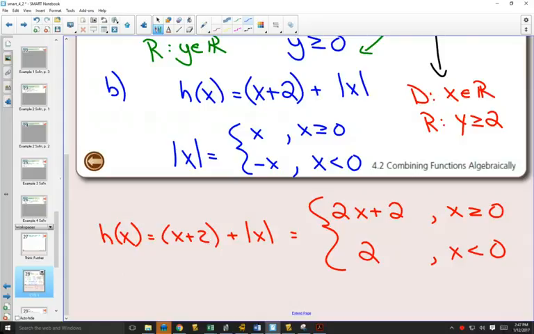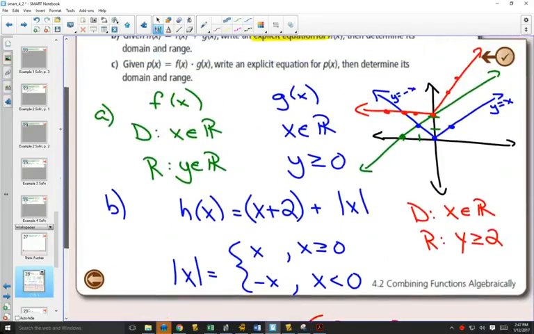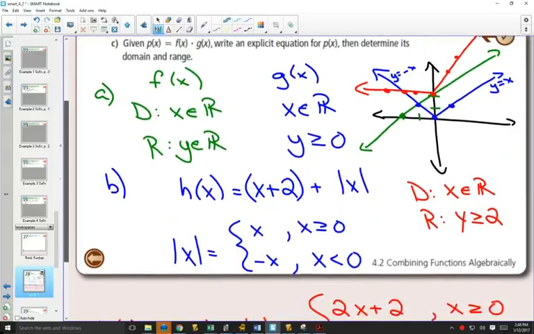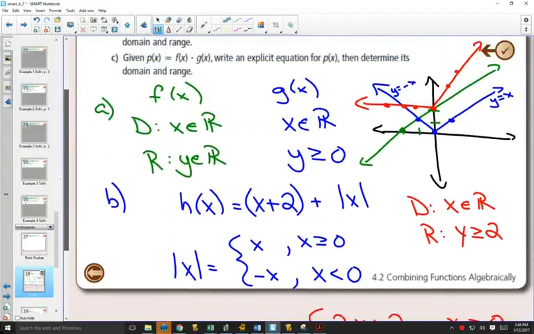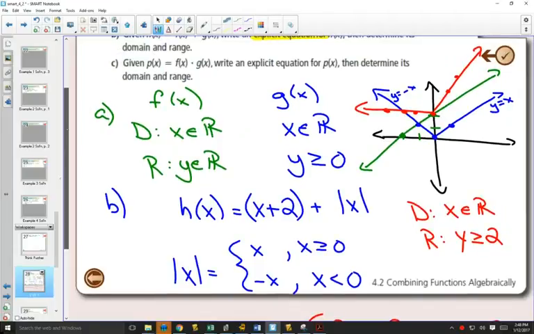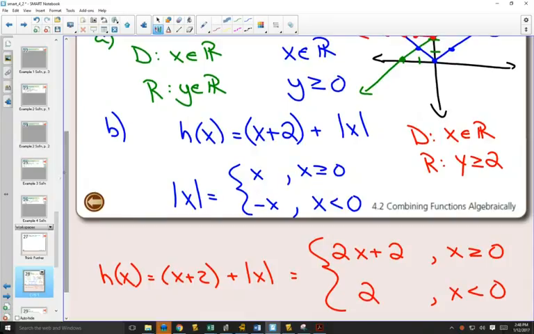So now if I scroll up and look at the two pieces of my red graph, does it look like I have 2x plus 2 when x is bigger than 0? Does it look like I just have the horizontal line at 2 when x is less than 0? So this would be algebraically how you could come up with that.